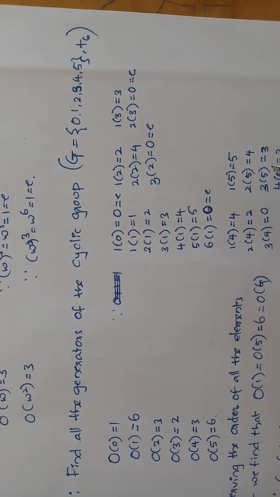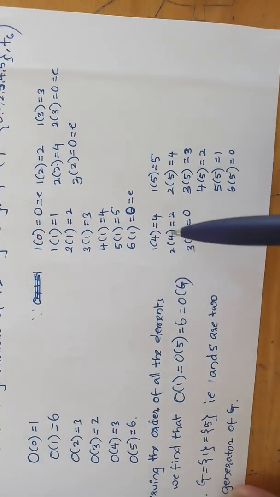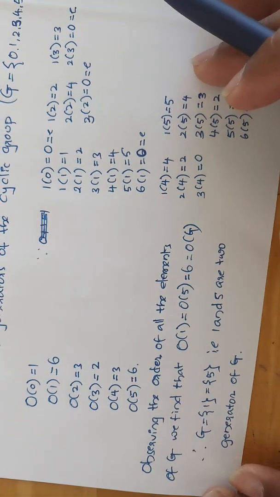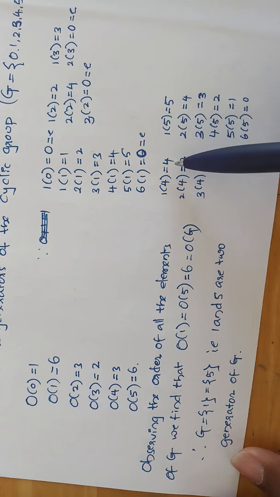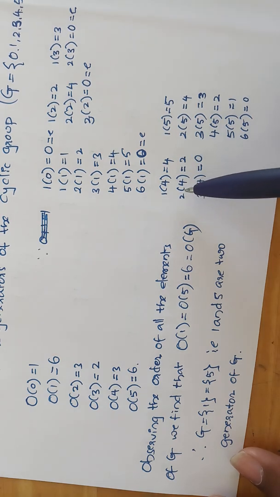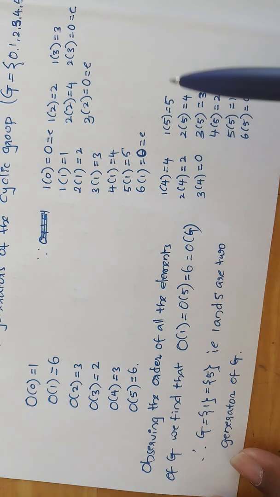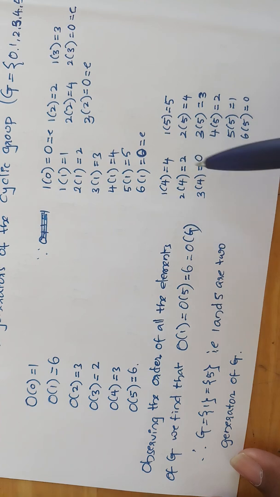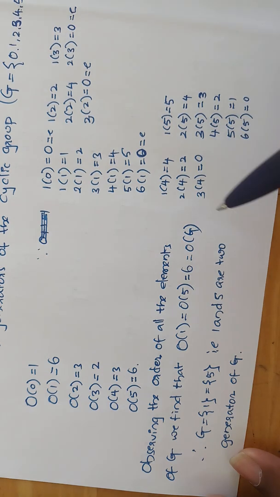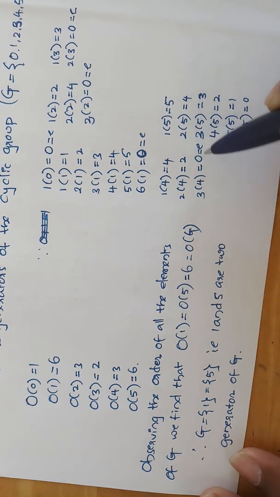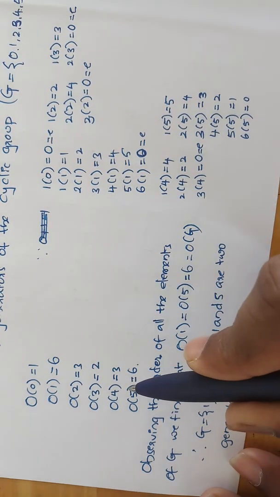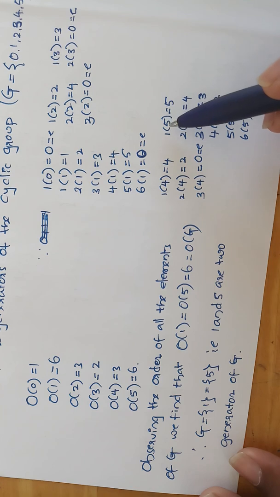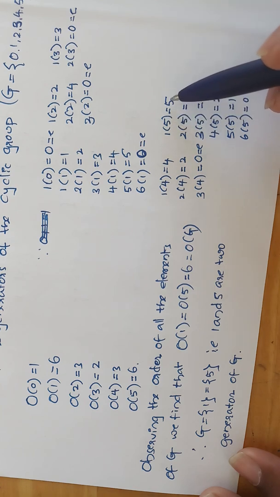Next, if you add 4 one time, you get 4. If you add 4 two times, you get 8, and dividing 8 by 6, the remainder is 2. If you add 4 three times, you get 12, and dividing 12 by 6, the remainder is 0. That is the identity element. Therefore the order of 4 is 3.